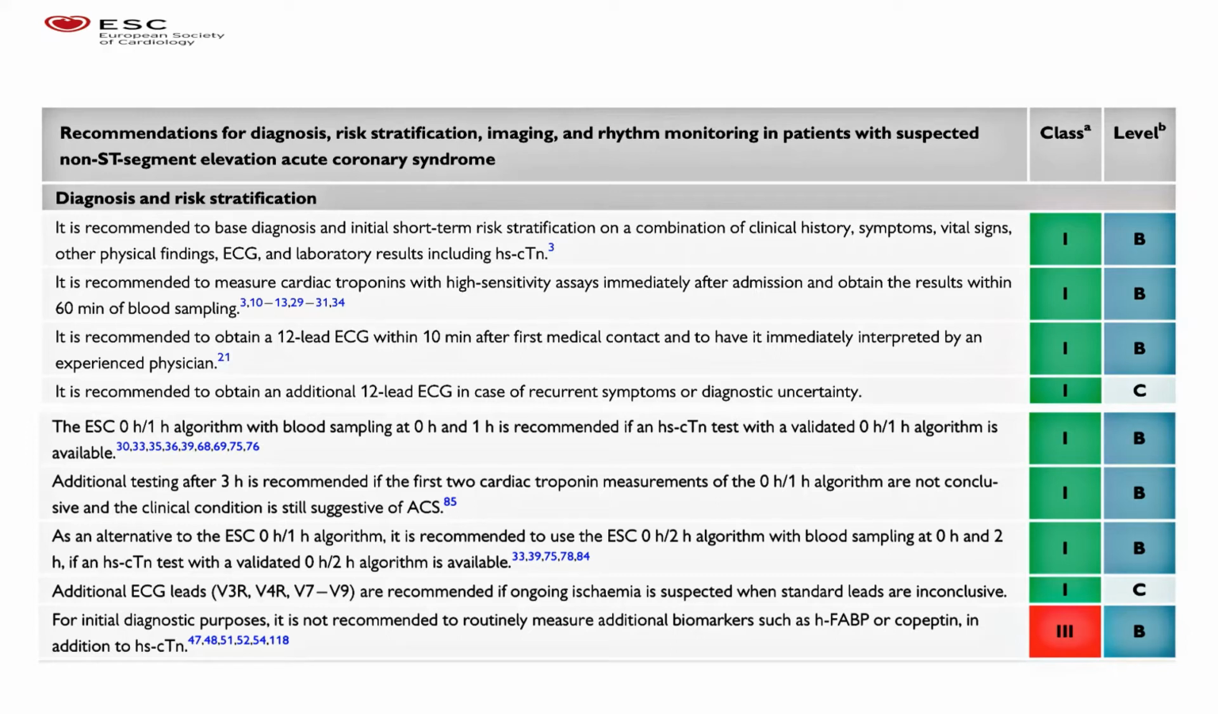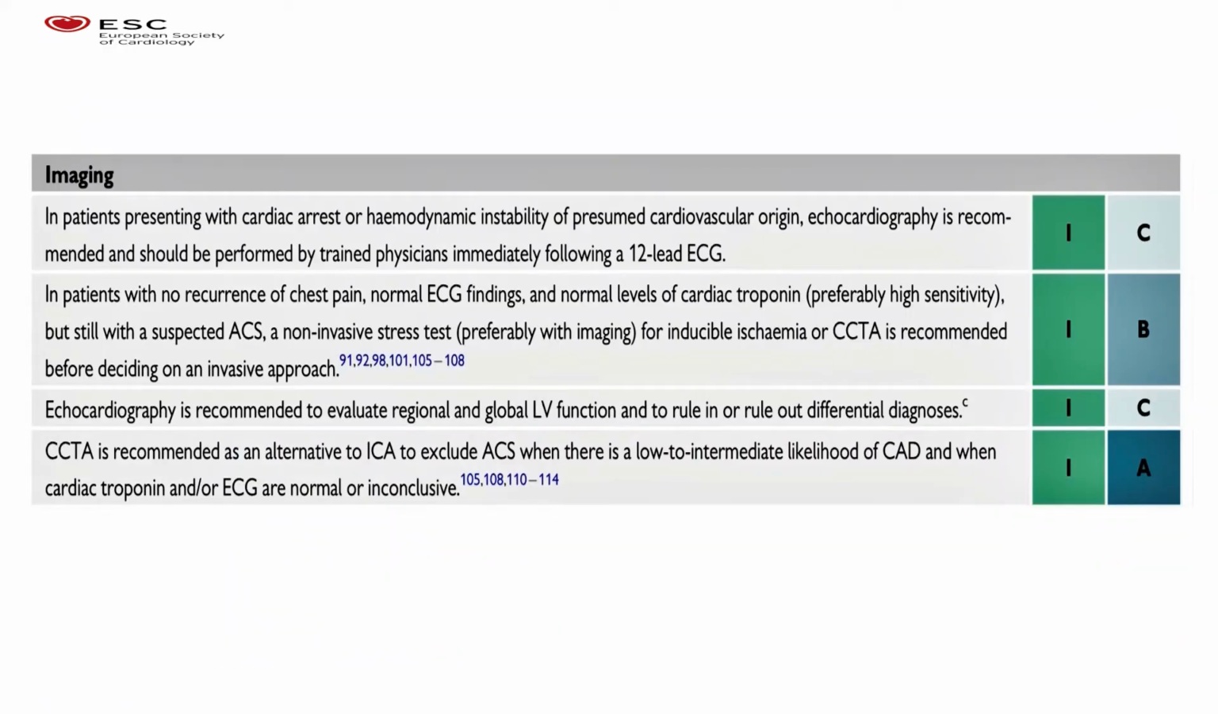For initial diagnostic purposes, it is not recommended to routinely measure additional biomarkers such as HFABP or copeptin, in addition to high-sensitivity cardiac troponin. Class 3 Level B. Imaging. In patients presenting with cardiac arrest or hemodynamic instability of presumed cardiovascular origin, echocardiography is recommended, and should be performed by trained physicians immediately following a 12-lead ECG.